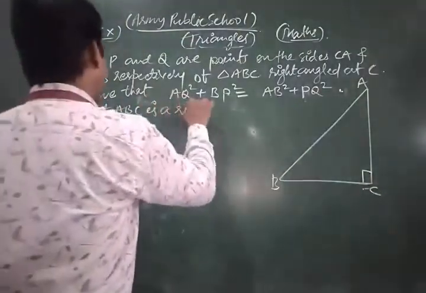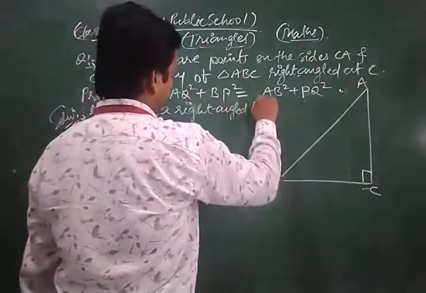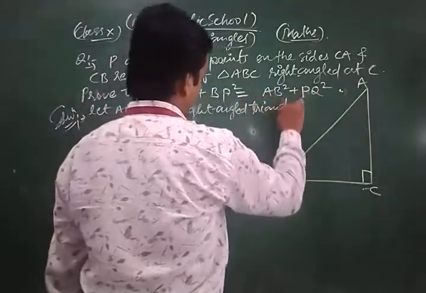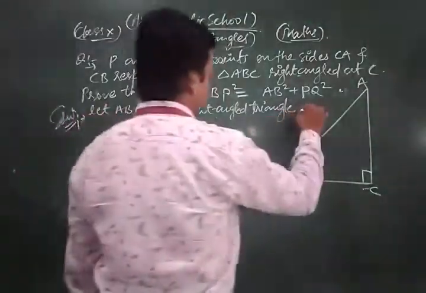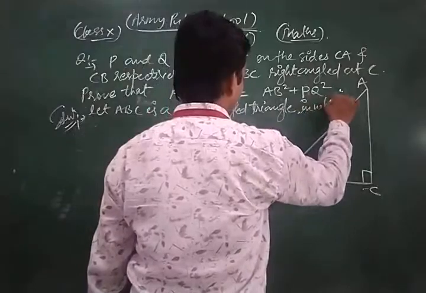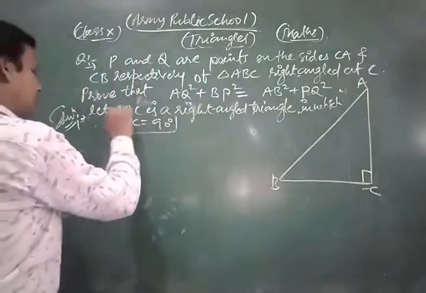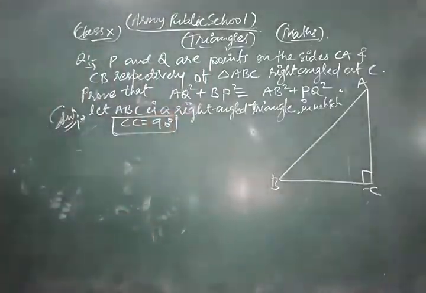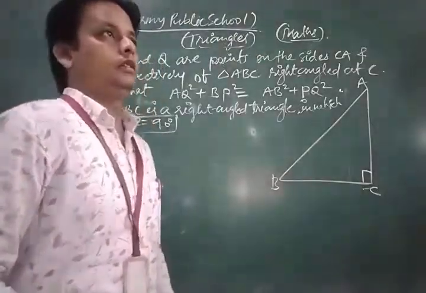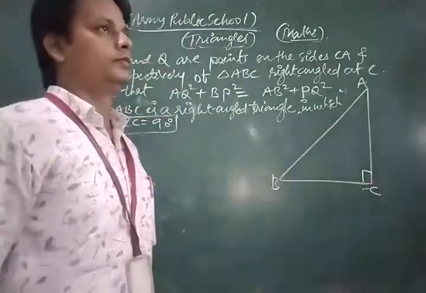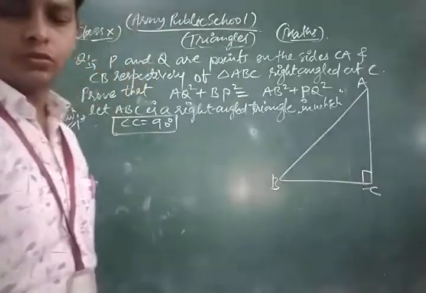Okay, so let ABC be a right angled triangle, right angled at C, in which angle C is equal to 90 degree. In which angle C is equal to 90 degree.